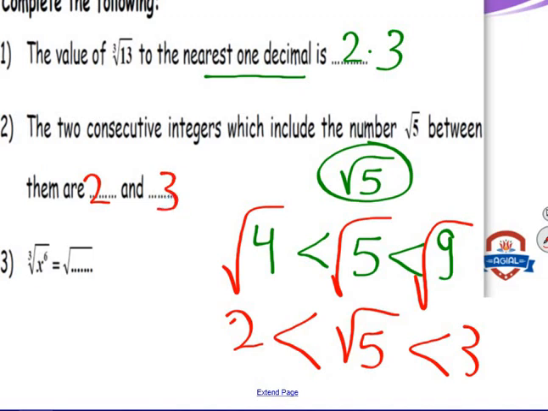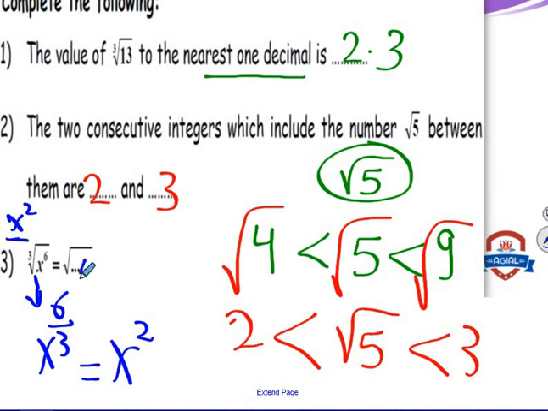The third one, we have the cube root of x to the power of 6. Here we have x to the power of 6 over 3 equals x to the power of 2. So the left side will be x to the power of 2. What is the square root of what that equals x to the power of 2? It will be x to the power of 4. So here we write x to the power of 4.